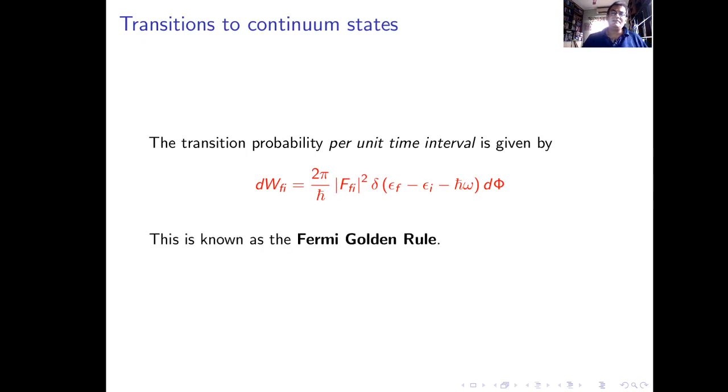So this is one of the most important rules in time dependent perturbation theory. In fact, this is the most important rule not only in time dependent perturbation theory, it's one of the most important rules in all of quantum mechanics. It is so important that it's even called the Golden Rule. This is called the Fermi Golden Rule, after Enrico Fermi, of course.